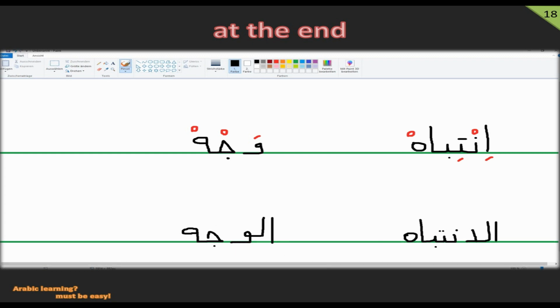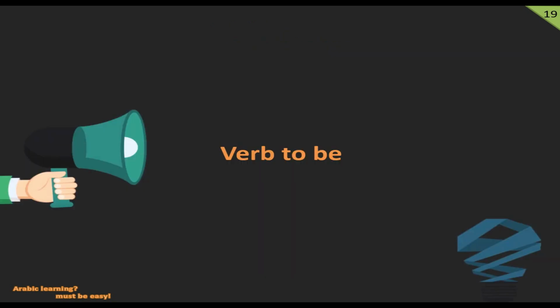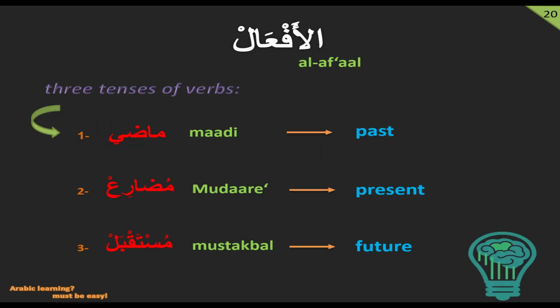Let's continue. That was all regarding the letter Ha, and finally we come to the grammatical part. Today we continue to study the verb to be. Returning to lecture number 8, we got to know the tenses of the verbs. Al-af'al means the verbs, and their tenses are 3: either madi means past, mudari' means present, or mustaqbal means future.